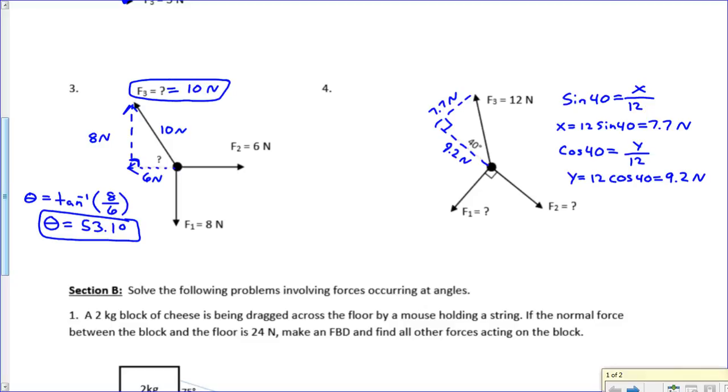All right, and then if you look, that 9.2 Newton force is going up and to the left, and it cancels out directly with our F2. So our F2 is also 9.2 newtons. And then the part of this force that is going up and to the right is canceling out directly with F1, which is going down and to the left. All right, so what we get is this has to equal the same thing. It has to cancel out with that 7.7 Newton force.